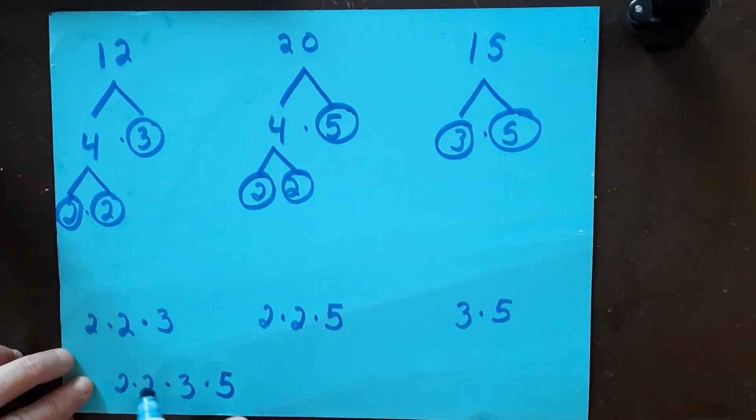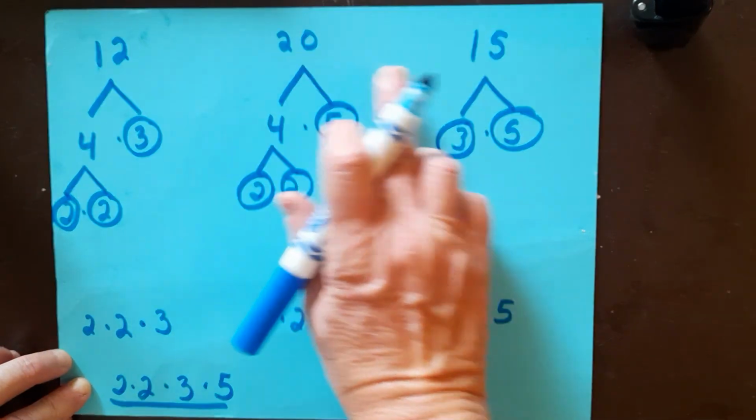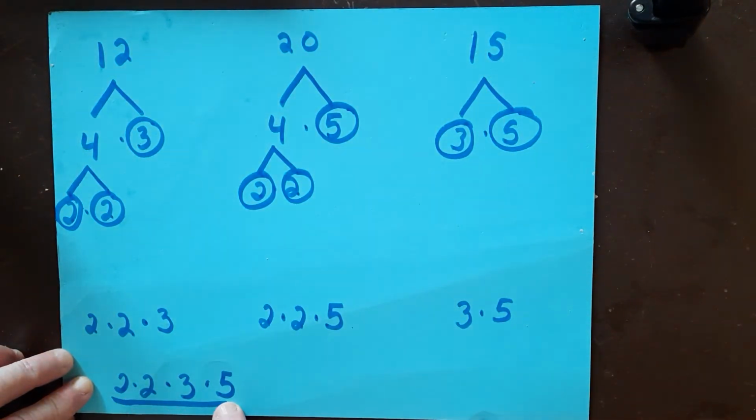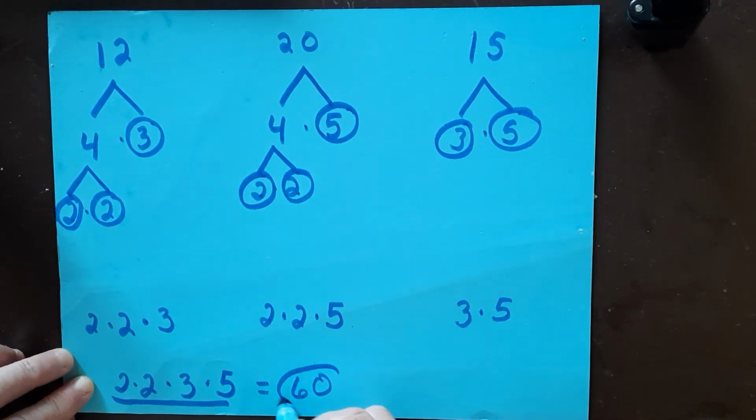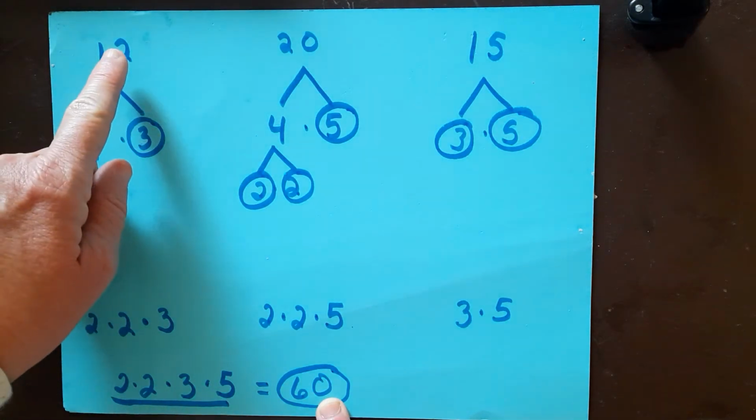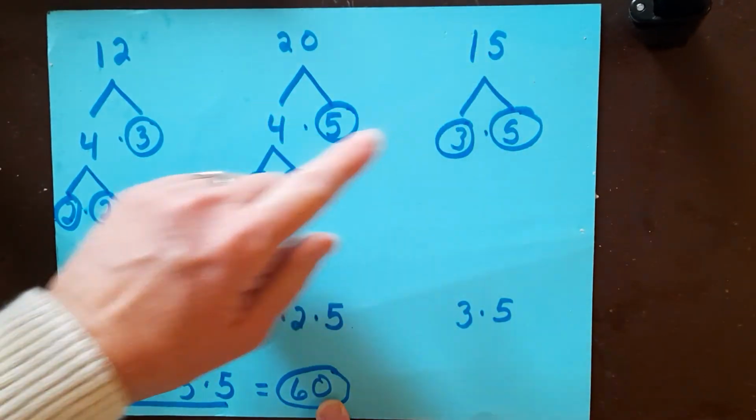So that right here gives us a clue to what our least common multiple of 12, 20, and 15 is. We can multiply that out, and we can see that 4 times 3 is 12, times 5 is 60. So 60 is the least common multiple of 12, 20, and 15.